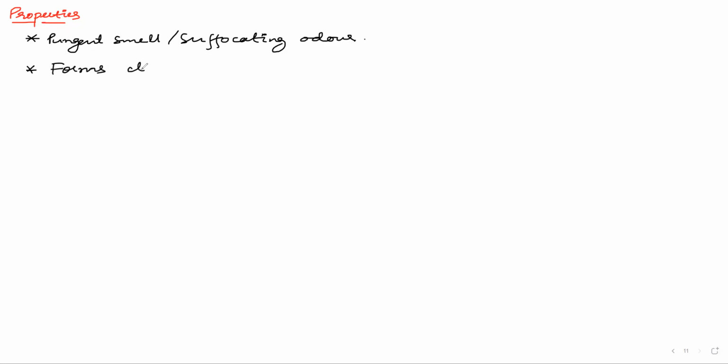Properties. You can write pungent smell. It is suffocating also, a suffocating odor. Pungent smell or suffocating odor. Then it forms chlorides with many metals and non-metals.